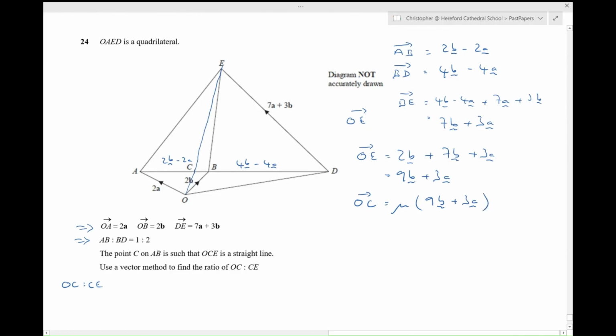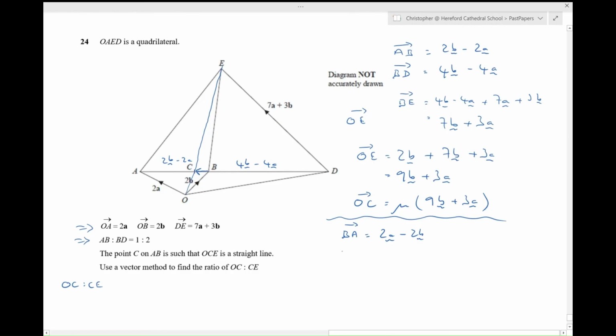Good. Now, there's another way that I can find my way from O to C, and that is to use BC. Now, I don't know what proportion of BA BC is, but I know that BA is 2A minus 2B, the negative of AB.